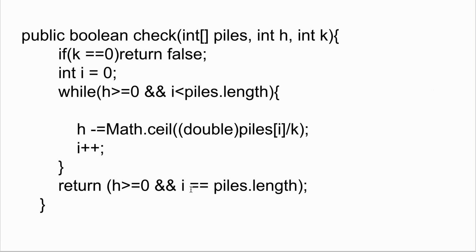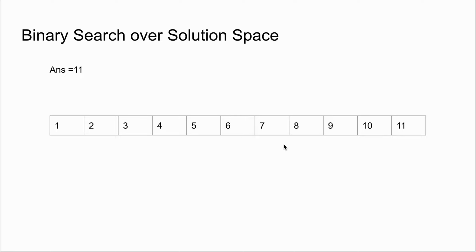So once you have this check function in place, we just check for every answer. For example, our lower range is 1, our high is 11. We find the mid. What is mid? It is equal to low plus high by 2. In this example, it will be 11 plus 1 by 2, so we will check with 6.